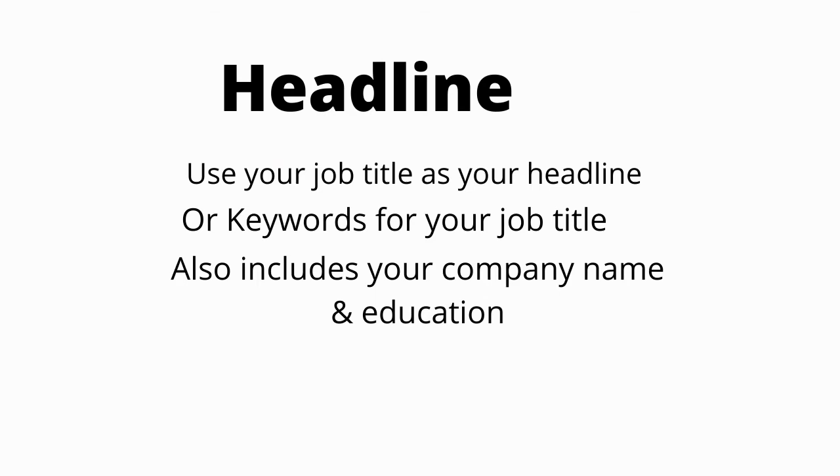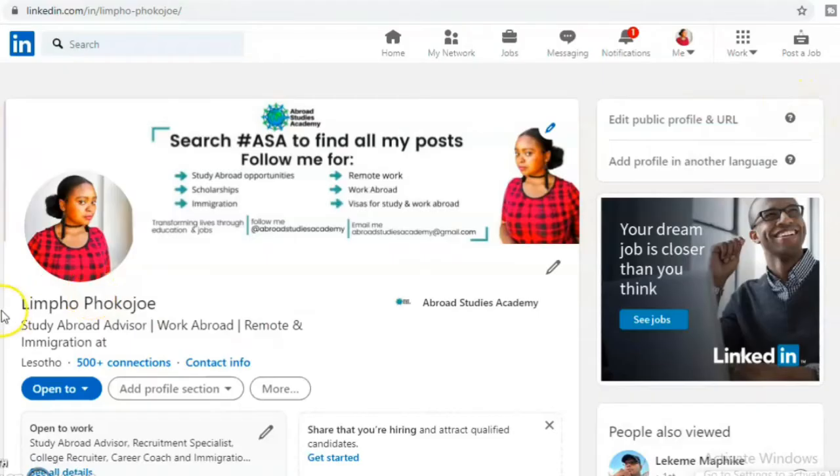The next tip is about your headline. This includes your job title, keywords in your job title, as well as your company name or education. So as you can see on my headline, I have study abroad advisor as my title, work abroad, remote and immigration, because those are the keywords that are found in my area of work. So that explains my title. I also have my company showing.